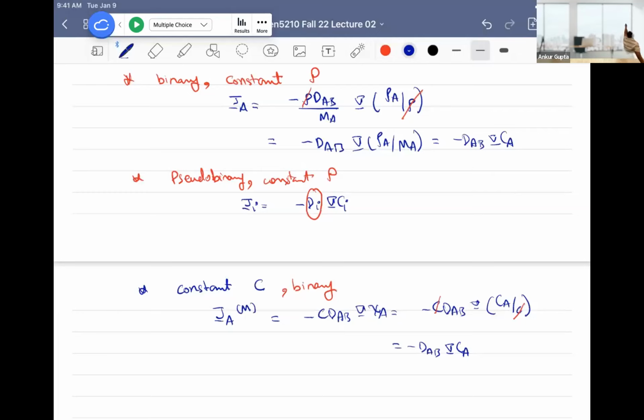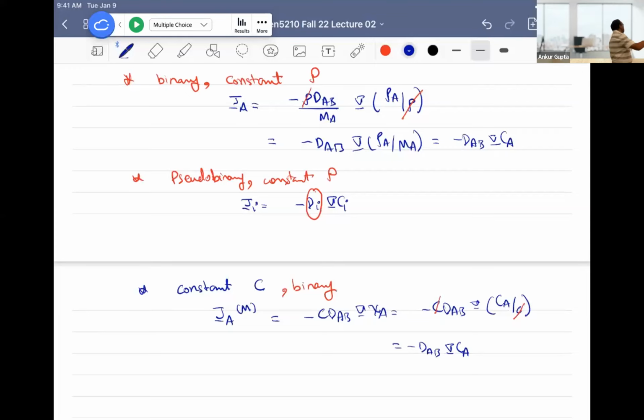So I hope you can now see that J_A and J_AM have the same formula, but the velocities will be different. In one case, it's the mass average velocity. In another case, the molar average velocity. And we will do a problem in homework again to drive home the point that you can use either definition, but one definition is just easier to use, and you can arrive at the same answer with the other definition. So I would keep these three cases handy.